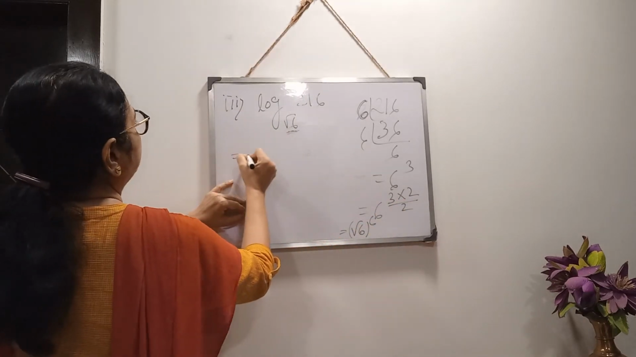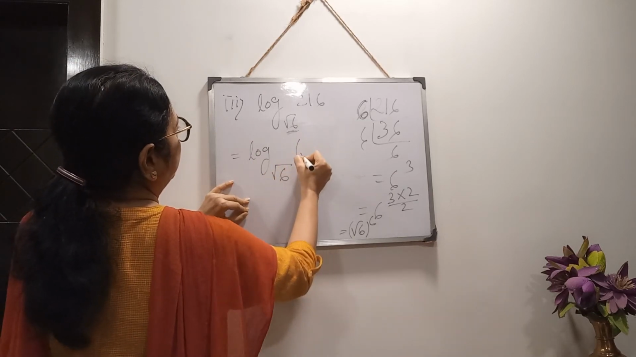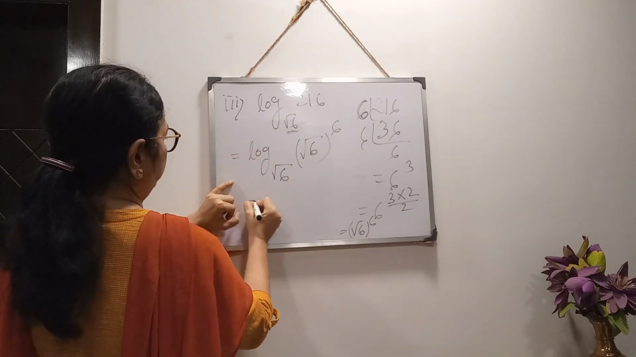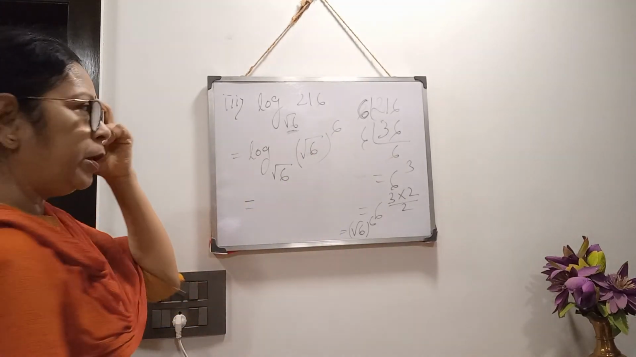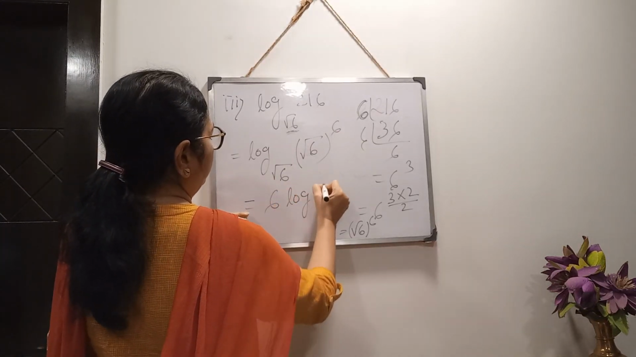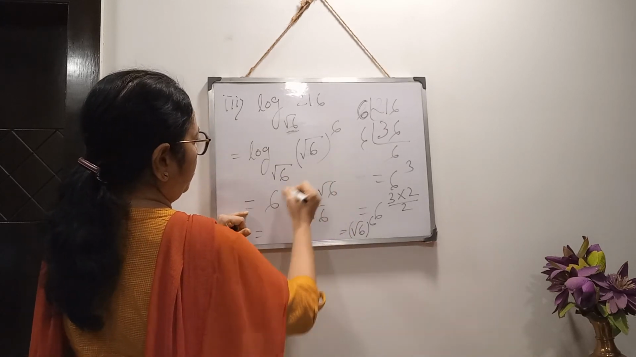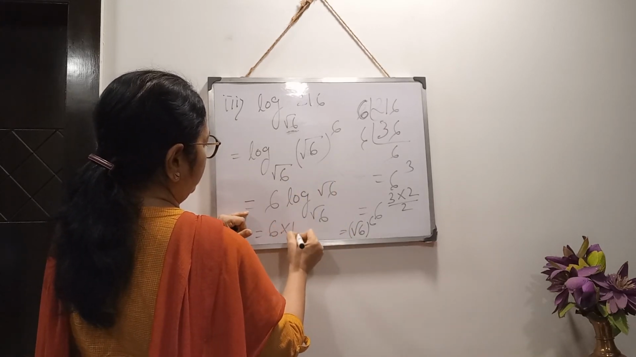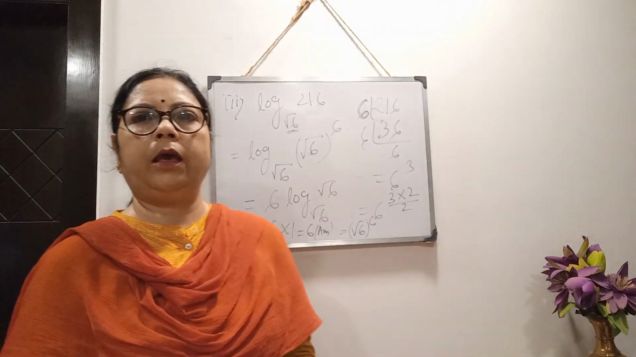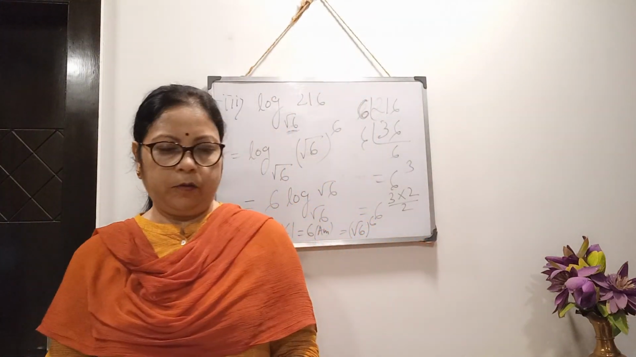Clear? So here we can write log to the base root 6 of root over 6 to the power 6. Again the power will come beside log. This and this are the same, so by the property of log its value is 1, so it is also 1. So in this way you will do. Clear? In the next video we will get the next part.